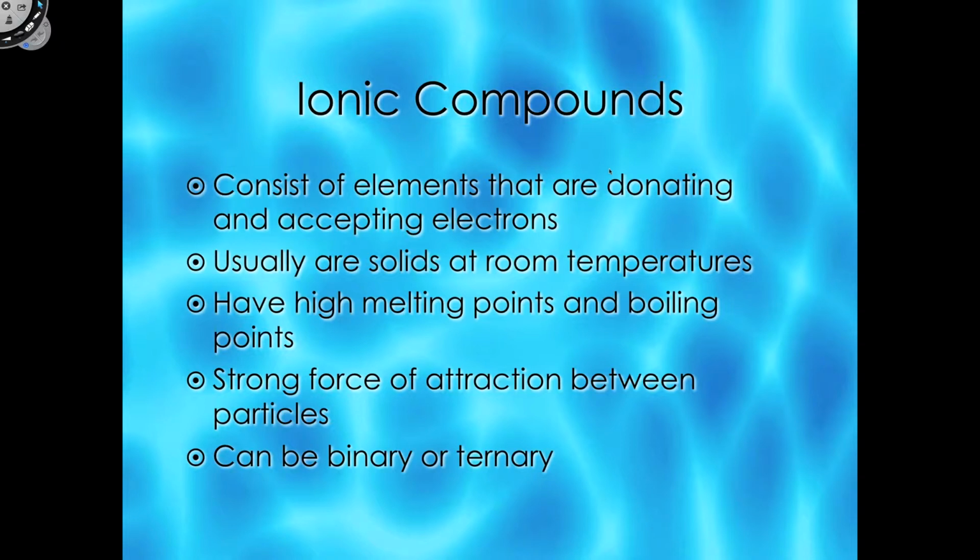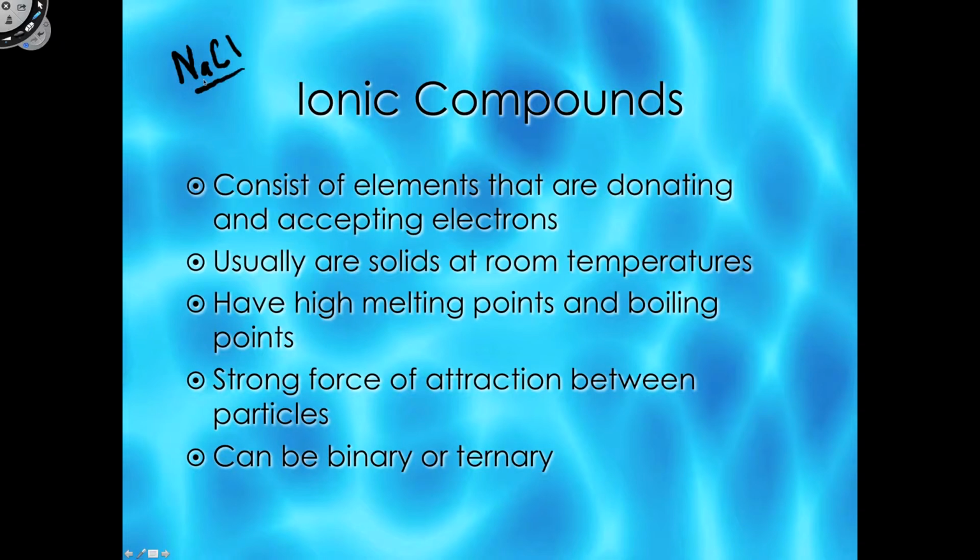Ionic compounds are composed of elements that are donating and accepting of electrons. They give electrons or they receive electrons. They typically are solids at room temperature. They have very, very high melting points and very high boiling points. For example, sodium chloride is an ionic compound, and there's the formula.